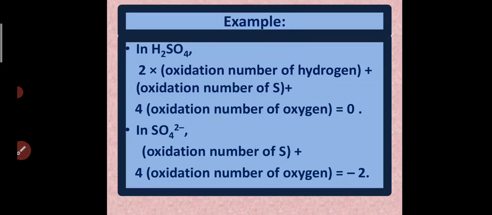For example, H2SO4: 2 times the oxidation number of hydrogen, which is 1, the oxidation number of sulfur, which is 6, and the oxidation number of oxygen, which is -2. If you do the calculation, the answer will be 0. In the same way, for SO4 2-, if there is a charge on top, you have to take it equal to the right-hand side, which is -2. So the oxidation number of sulfur is 6 plus the oxidation number of oxygen, so 6 minus 8 is equal to -2. So what does 6 minus 8 give?